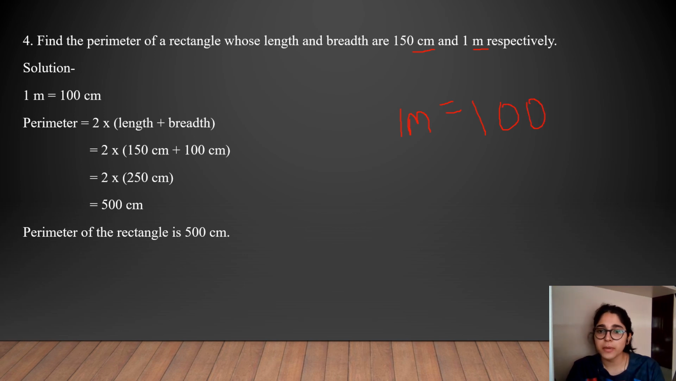So we have 1 meter equal to 100 centimeter. We substitute the value. This becomes our length and this is our breadth. Substituting the value over here, we get 2 multiplied by 250 and therefore the perimeter of the rectangle is 500 centimeter.